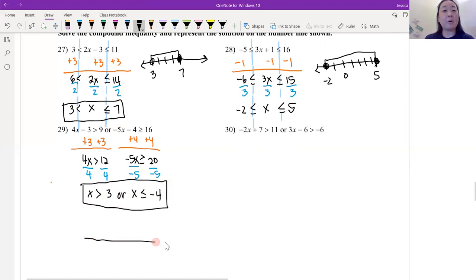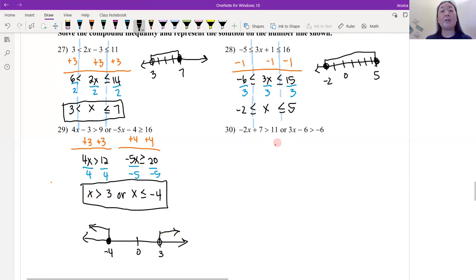So when we do our inequality, here's my -4 right here. Here's my 0. Here's my 3. And do a little shortcut there. And so again, at -4 and 3, we have our points. -4 is going to be closed. It's going to go to the left. 3 is going to be open and go to the right because x is greater than 3.